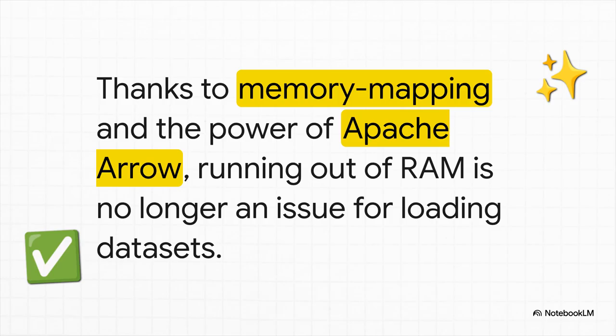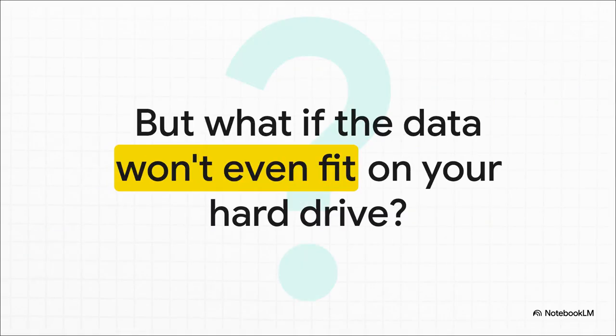Thanks to memory mapping, which is powered by this super efficient data format called Apache Arrow, the biggest bottleneck for most data work is just gone. We can now get our hands on a 20 gigabyte file almost instantly. Okay, so we've solved the memory problem, which is huge. But what about that 825 gigabyte dataset, the Pile, that we talked about earlier? I mean, most of our laptops don't have that much free disk space to begin with. So we've just hit a new wall, and this one's even bigger.